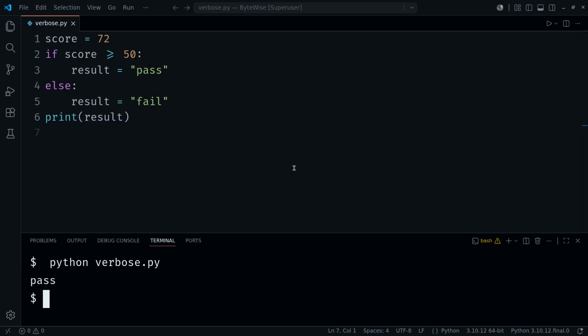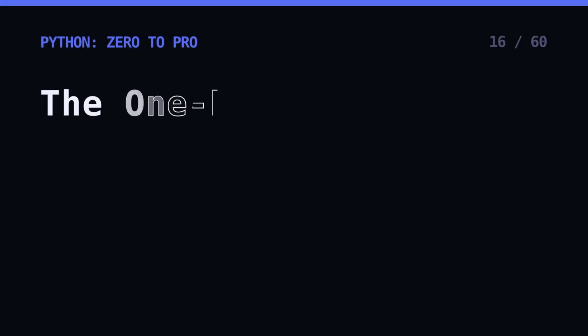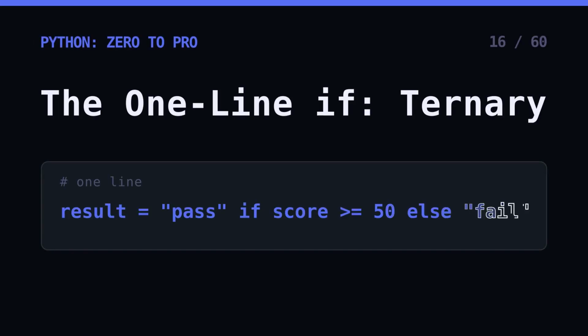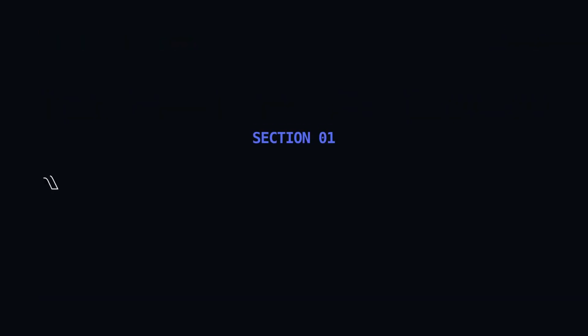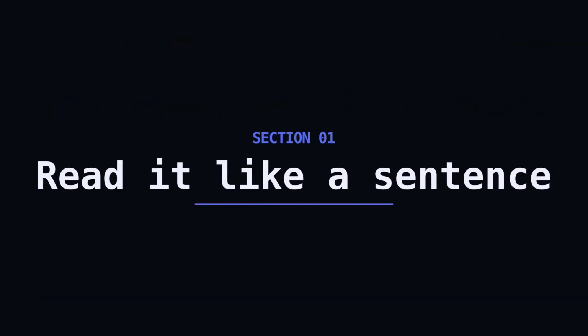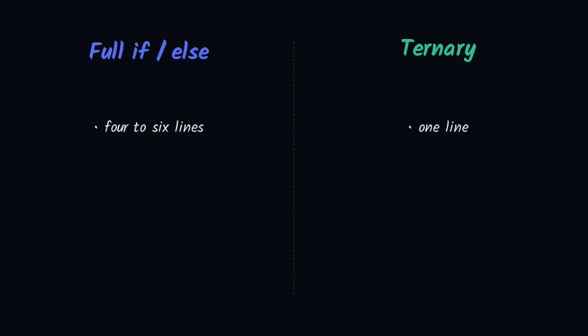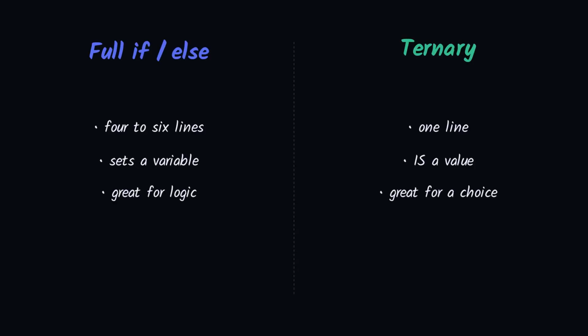When a decision is just picking one value or another, there's a cleaner way to say it. This is the ternary, a full decision folded into one line. The order looks odd at first, then it clicks. A normal if-else runs blocks of code. A ternary is different. It's an expression that becomes a value.